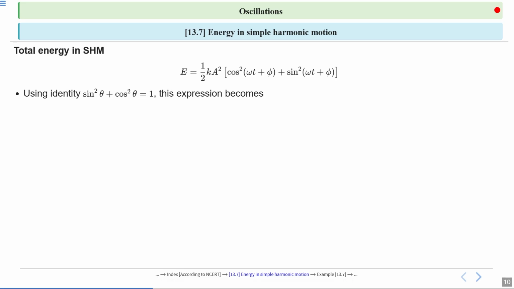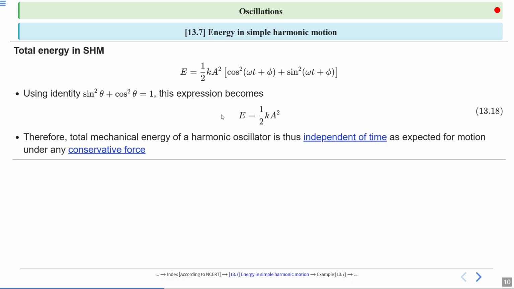Now, let's simplify this expression using the basic trigonometry identity: sin square theta plus cos square theta is equal to 1, always 1. So E equals 1 by 2 Ka square. Therefore, the total mechanical energy of a harmonic oscillator does not change with time. This is exactly what we expect for any system where only conservative forces, like the restoring force of a spring, are acting. The energy just shifts between kinetic and potential forms, but the total stays constant.